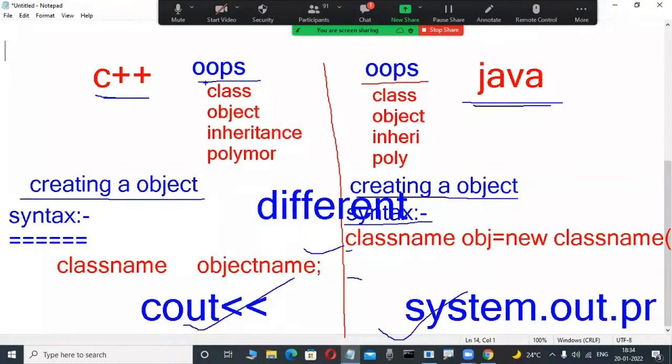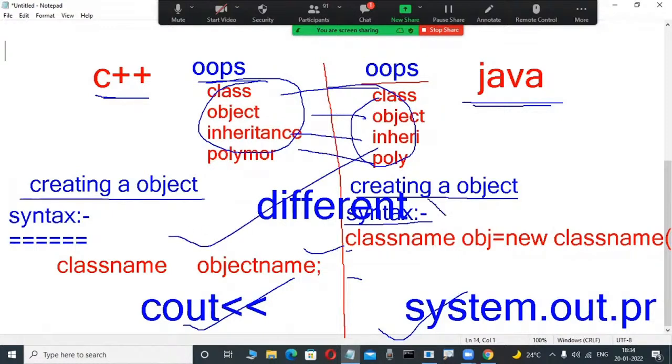But conceptually, are the OOP concepts the same or not? Same. What is a class? What is an object? What is inheritance? What is polymorphism? Same, but syntactically totally different. Why? Because those are two different languages, two different products from different companies. That's why the functions are different and the syntax is also different.